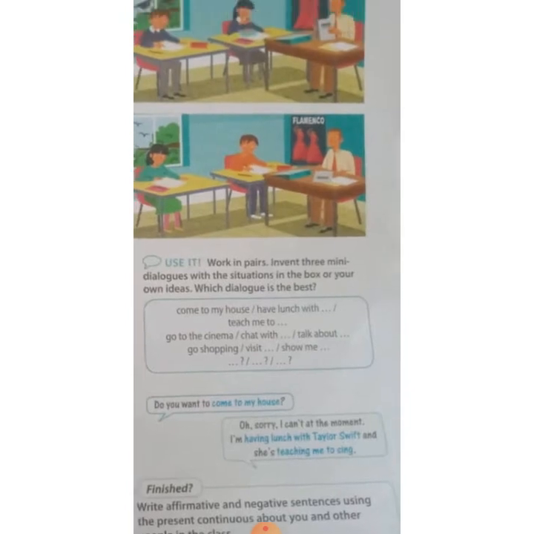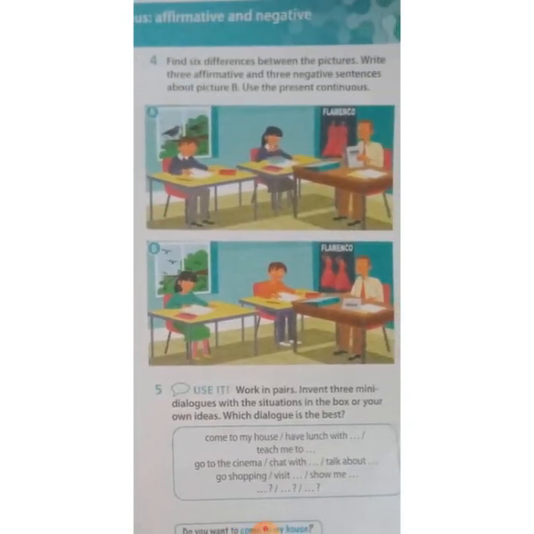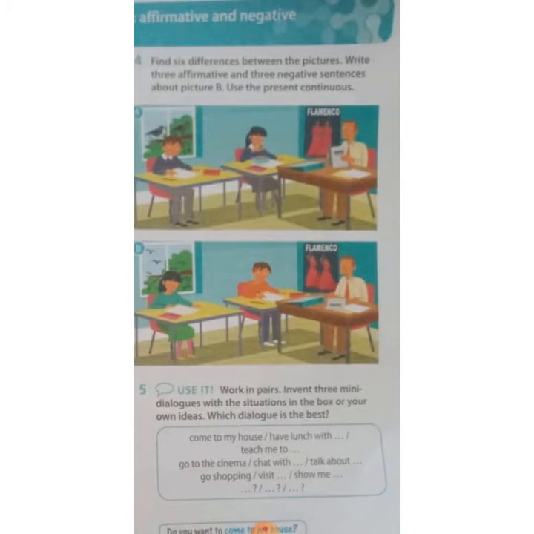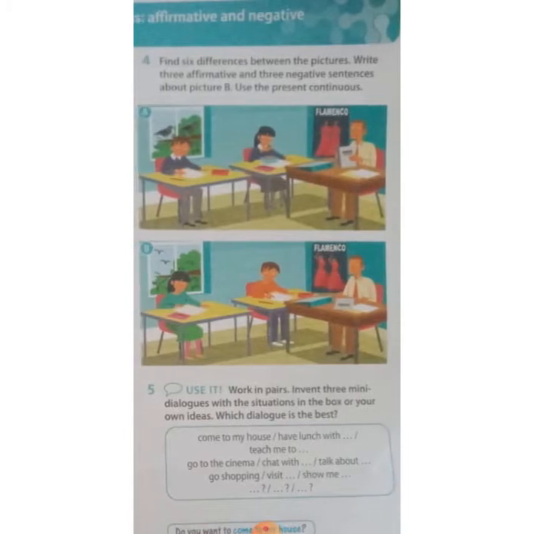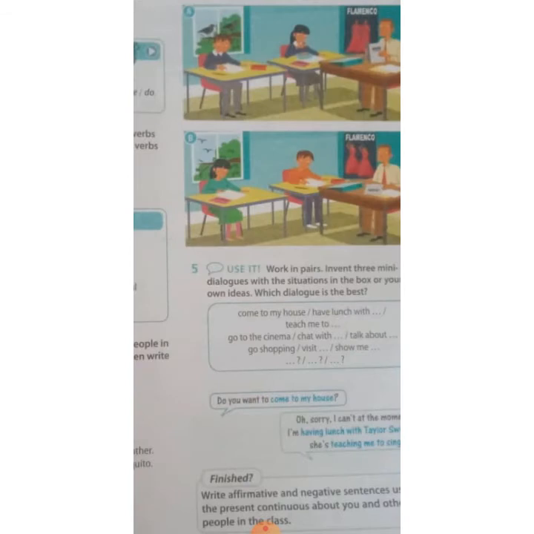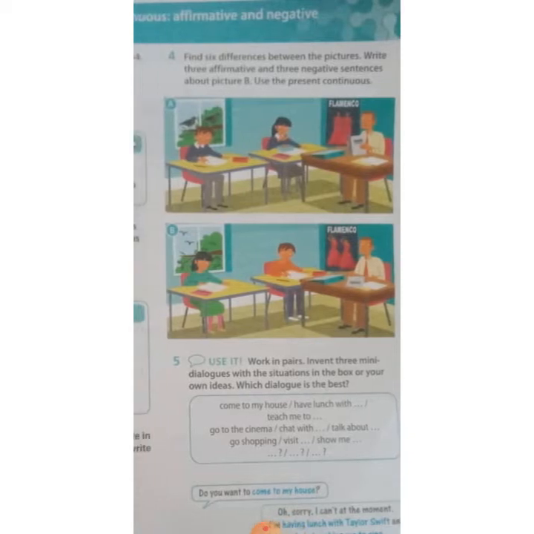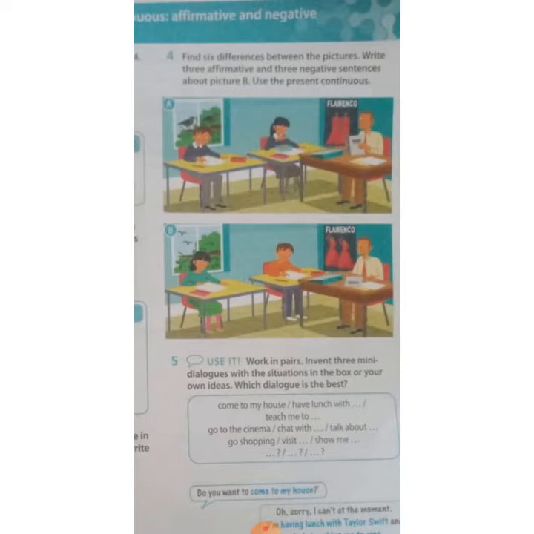And lastly, for exercise 4, there are two pictures given, picture A and picture B. Of course, I am sure you notice that there are differences between the pictures. So what you have to do is write 3 affirmative sentences, 3 ayat yang affirmative, yang positif, and 3 negative sentences about picture B. Tentang picture B, yang berbeza, which is different from picture A, and you have to use present continuous. So only until exercise 4.